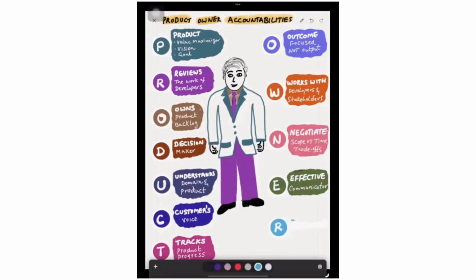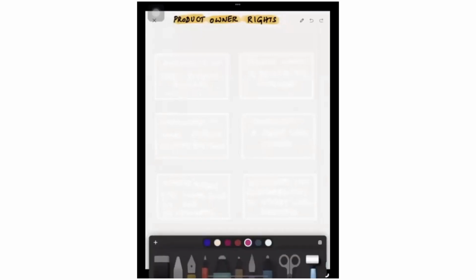Finally, the product owner should be reachable for the developers as well as the stakeholders. Whenever it is required, the product owner should be reachable. So at a high level, for every letter of the product owner spelling, we have discussed some accountabilities. Now coming to the product owner rights, there are different rights for the product owner.